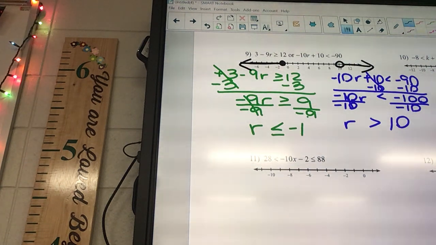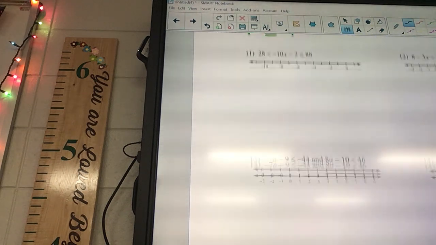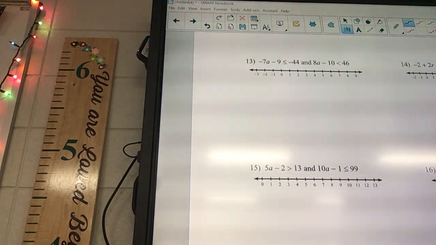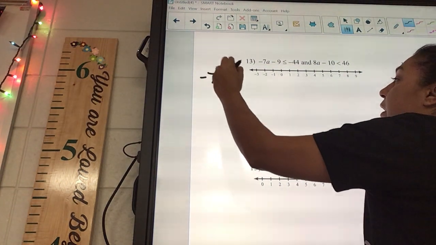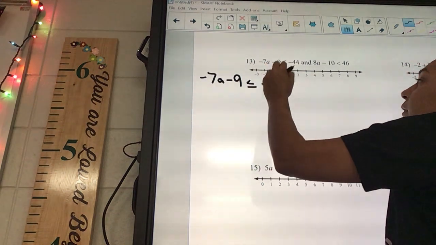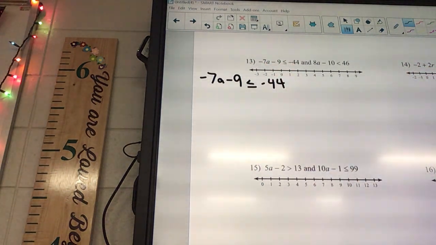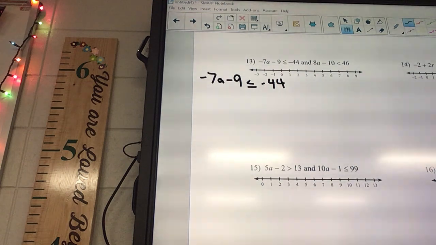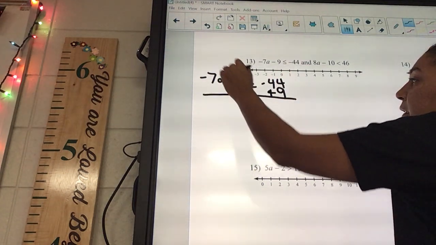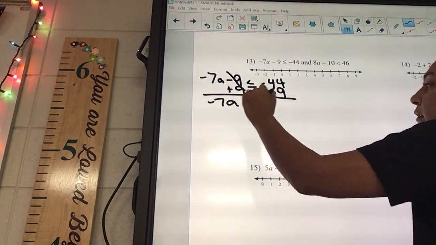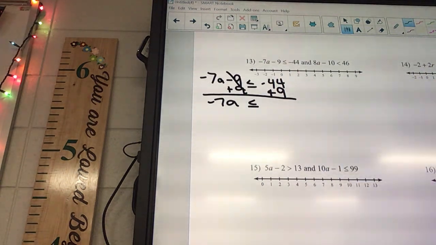Okay, 13. Got negative 7a minus 9. Who is the third wheel? The 9. How do I move a minus 9? Plus 9. Okay, and again, make sure you're using a calculator. We're dealing with positives and negatives, so it just can't hurt to double check it. Okay, negative 44 plus 9. Negative 35.